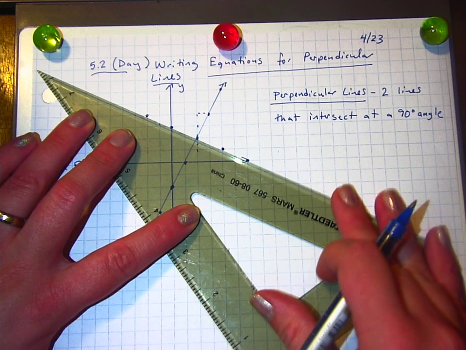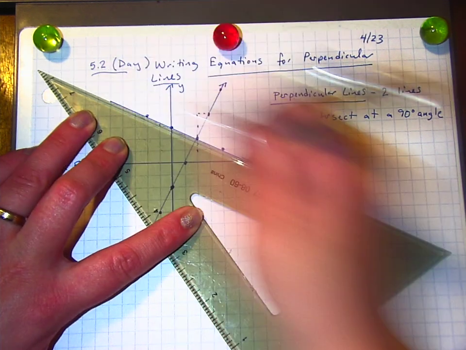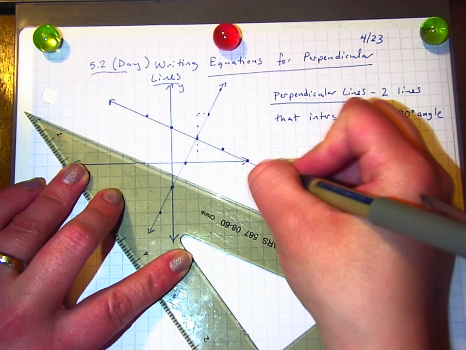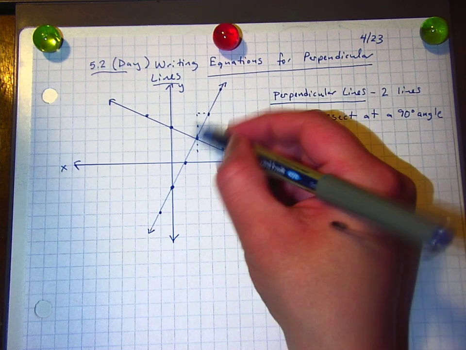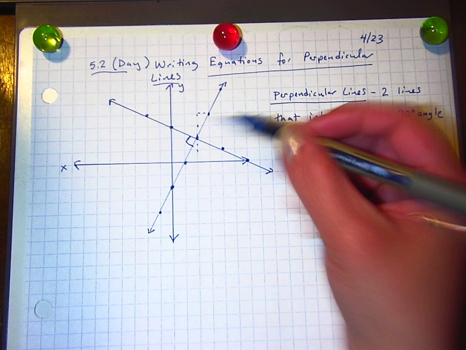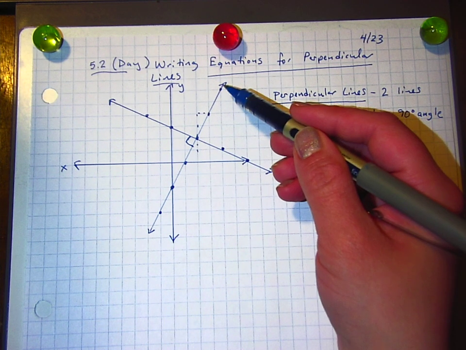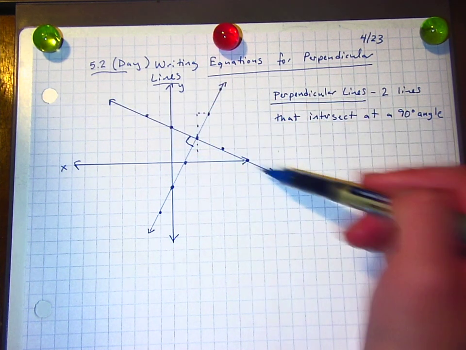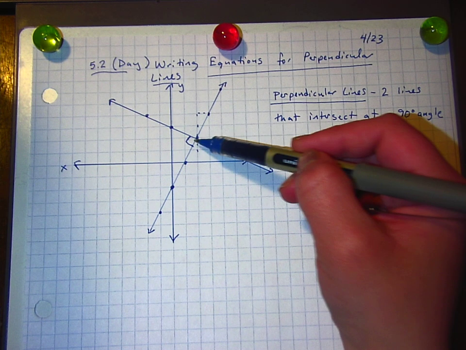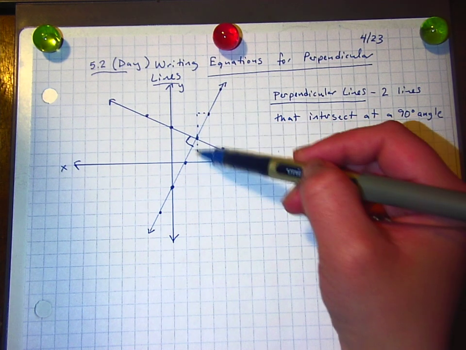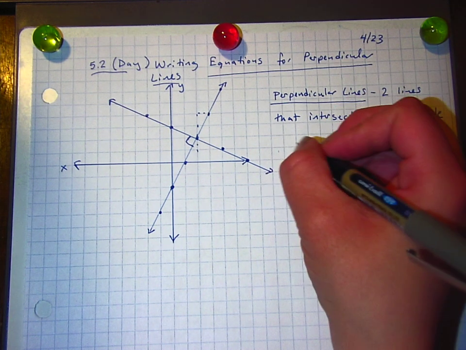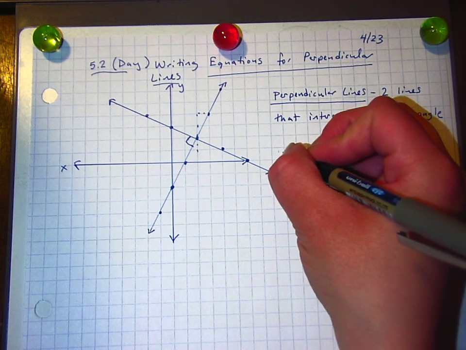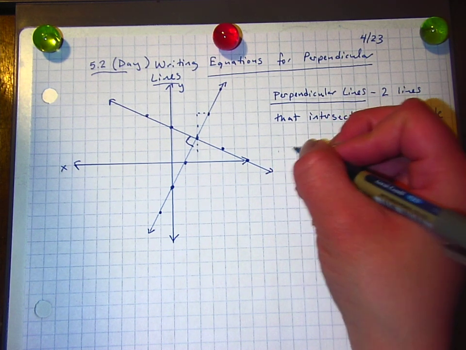So it's kind of the same slope, but flipped and negative. See how they're intersecting at a 90-degree angle? That's 90 degrees right there. This one is an uphill slope, that's a positive slope. This one's a downhill slope, so it's a negative slope. This one goes up 2 over 1. This one goes down 1 over 2. So, those are called opposite reciprocals.